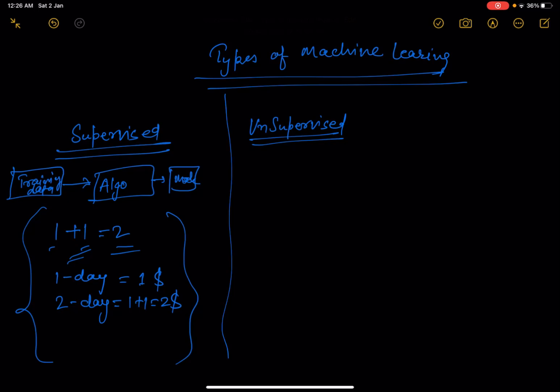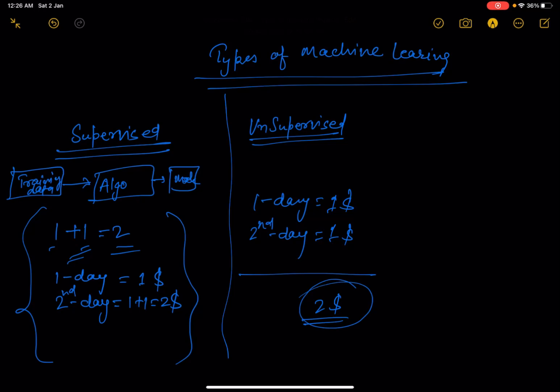So you work for 1 day. For example, similar example, you get $1. Next you went for the second day. Then you got $1 more. But when you came home, you have $2. Then what came to your mind?